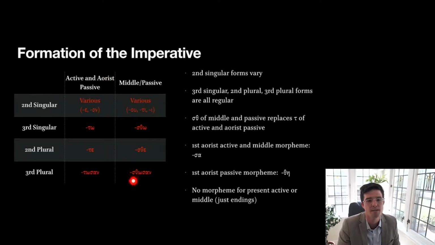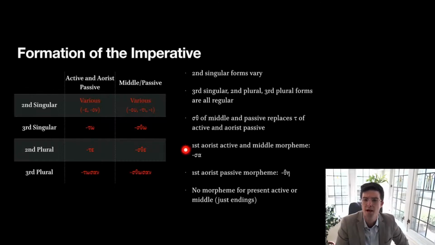And then all of these ones are going to be quite regular, as I say here in the second bullet point. And notice how when we come over to the middle passive, the sigma theta replaces the tau here. So the way I think of this is that the sigma gets added on in the middle passive, and this causes the tau to go from the t to the th sound. So notice how all of these look similar to one another, except for the addition of the sigma and the changing of the tau to the theta.